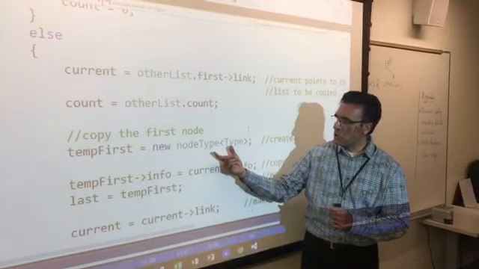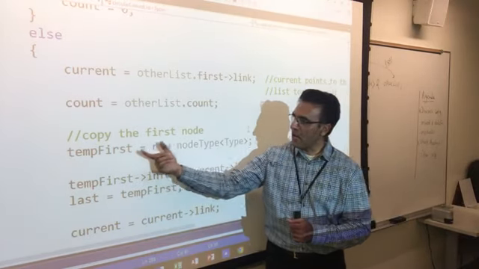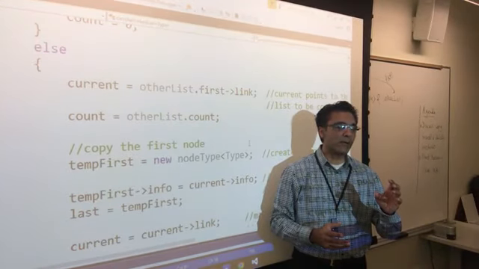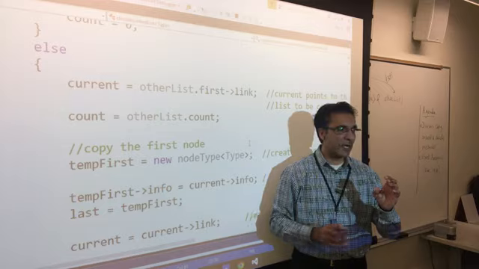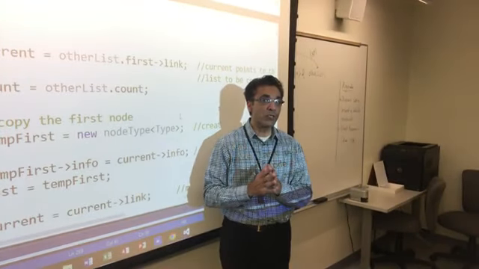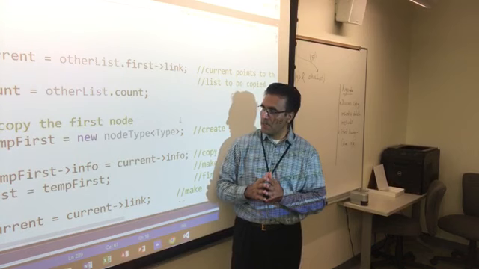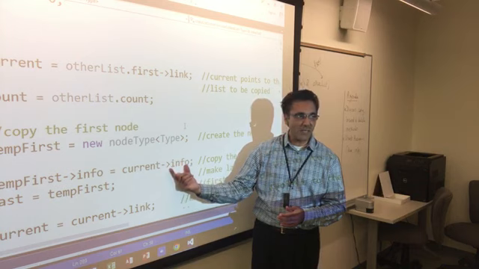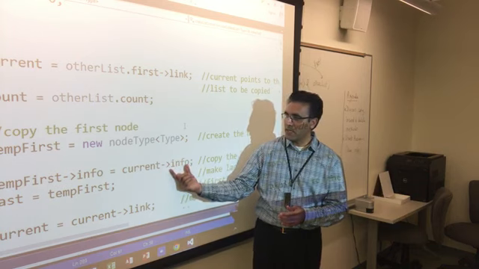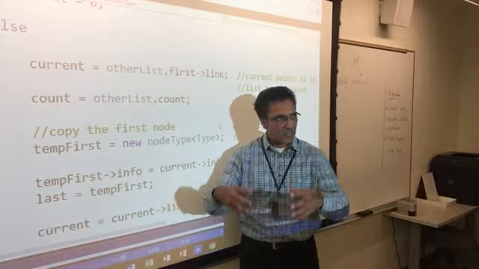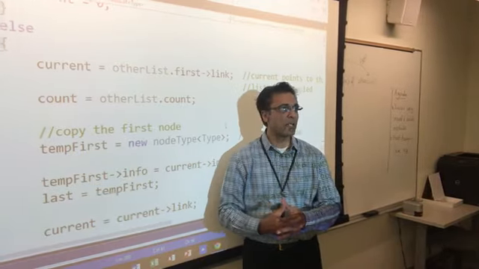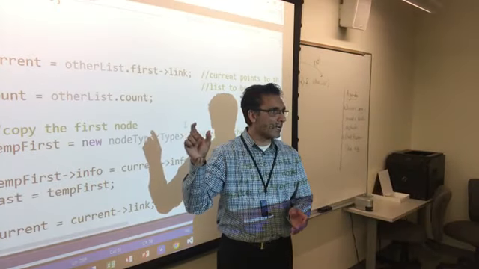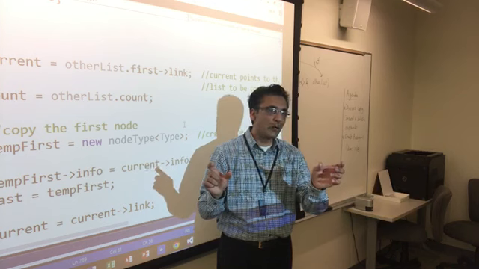So here I'm creating a new node, and I'm assigning a pointer temp first. So temp first is a temporary variable of pointer type. It's going to point towards a new node. So new node is being generated, so I can point towards this new node. Then I say, whatever info you have, assign to my temporary first info. So what I'm doing, I'm taking a copy of the data of the first node, assigned to my local node.